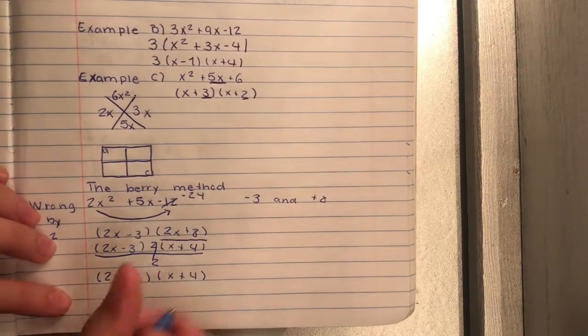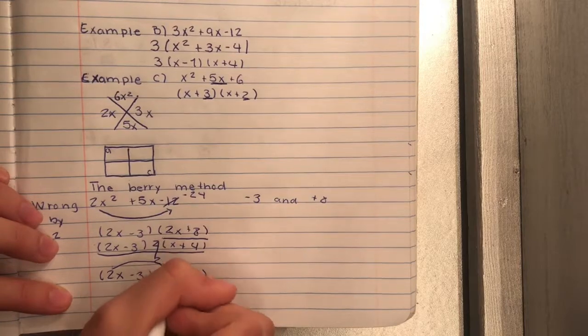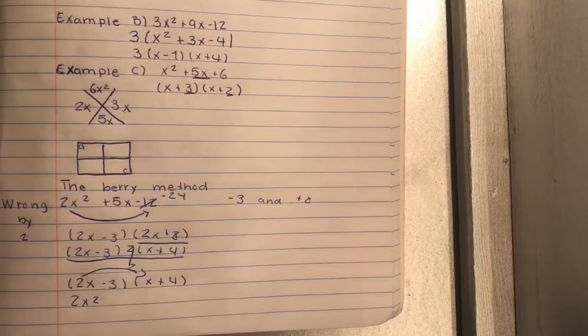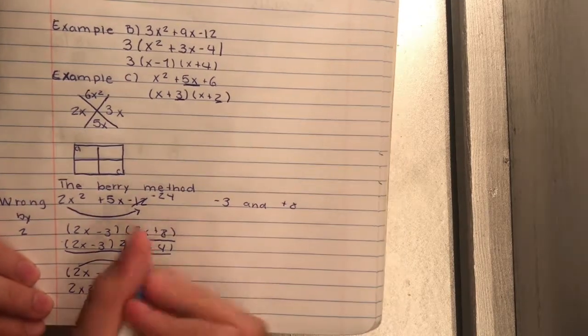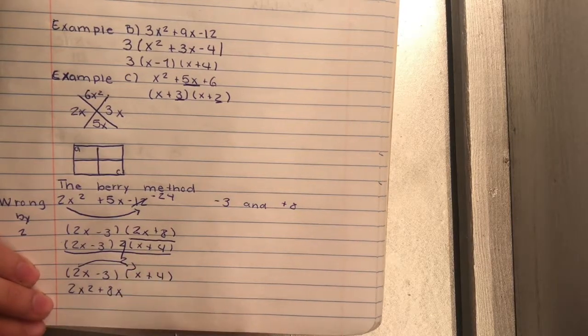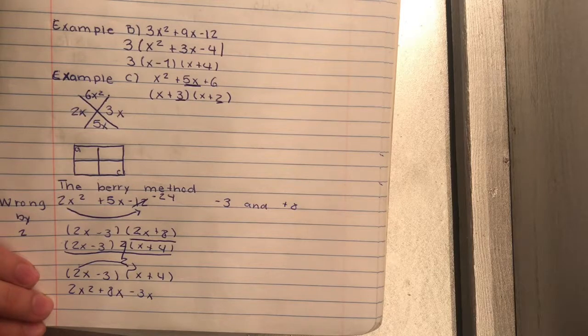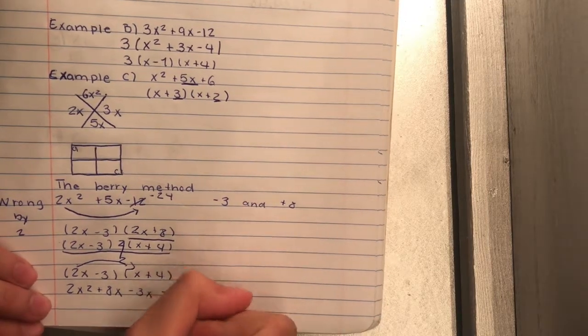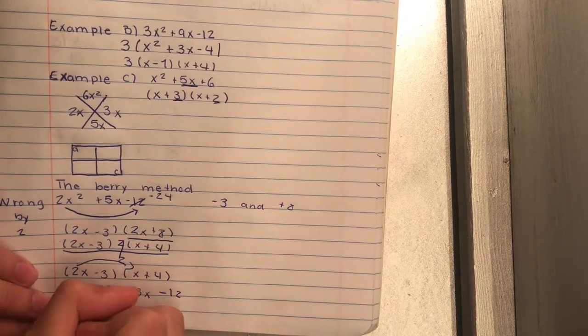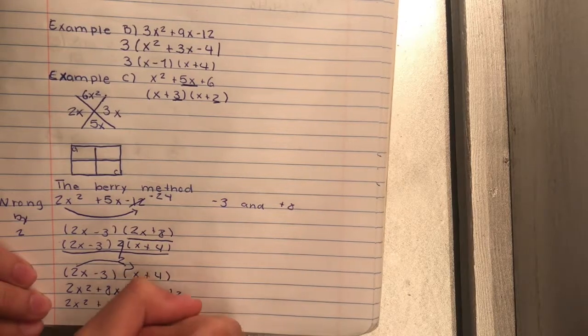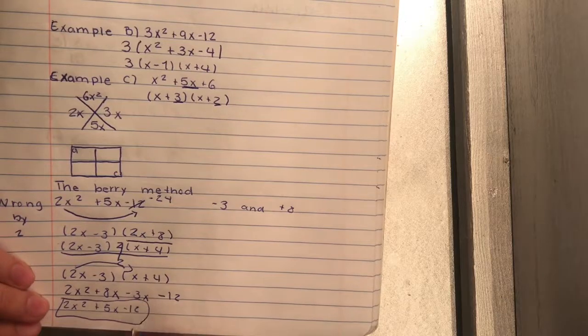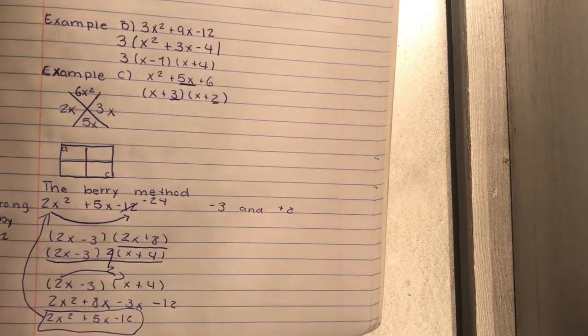And I could say that this is the answer already, but I'm just going to make sure that we didn't mess up through the process of this method. So if we multiply 2x times x, that will give us 2x squared. If we multiply 2x times 4, that will give us a positive 8x, and if we multiply -3 times x, that will give us a -3x, and if we multiply -3 times 4, that will give us a -12. So if we simplify the answer, it will give us 2x squared plus 5x minus 12. So that's basically our answer, as you can see. So that's the Berry method.